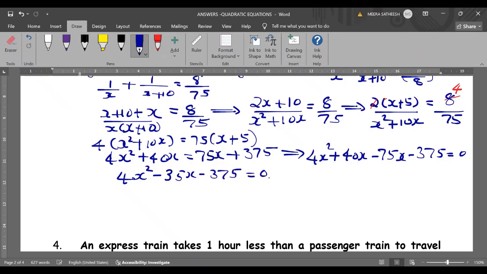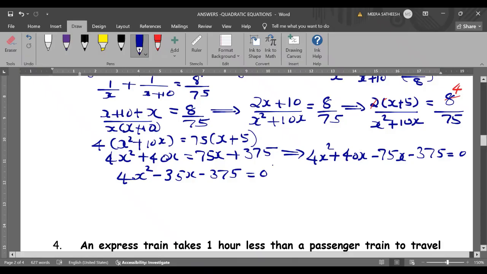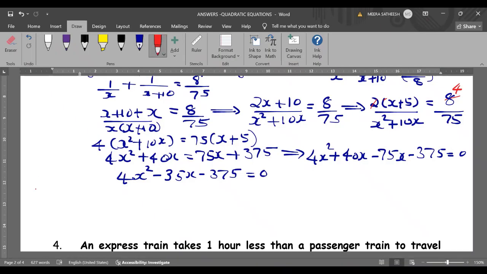But here, whenever you get the quadratic, try to make the coefficient of x square 1. But here it is not possible because the other two numbers are not divisible by 4. So that we can't do. So now we have to find the two numbers. What is the condition of the two numbers? A into B should be coefficient of x square into constant. So 4 into minus 375 is minus 1500. So minus 1500 we have to get, and the sum should be minus 35.